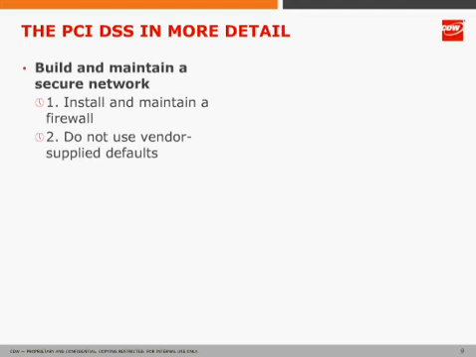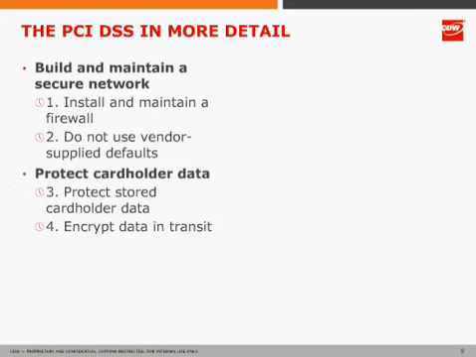Next one is protect cardholder data. And here we have a requirement both to protect it when it's stored, and that generally means encrypting it or not storing it at all if you can avoid it. And then when it's in transit, making sure that it's encrypted so that people sniffing the wire also can't get to it. So that's the second major area, requirements 3 and 4.